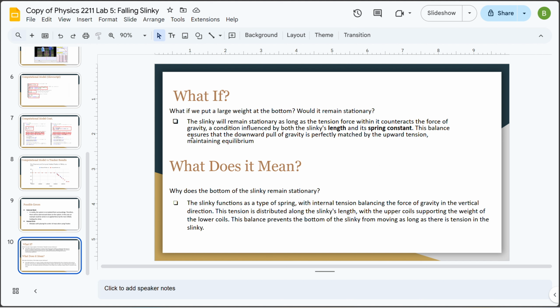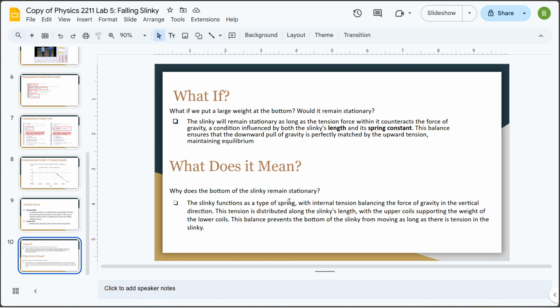So what if we put a large weight at the bottom? Would it remain stationary? Well, the Slinky will remain stationary as long as the tension force within it counteracts the force of gravity, a condition influenced by both the Slinky's length and its spring constant, or its rigidness. This balance ensures that the downward pull of gravity is perfectly matched by the upward tension, maintaining its equilibrium. So in reality, no matter what weight or size we put on the bottom, as long as the tension force in the Slinky can be equal to the gravitational force, the Slinky at the bottom will remain stationary until it is fully compressed.